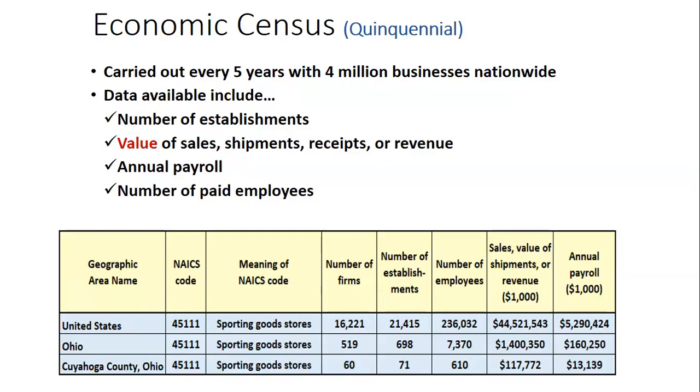On the bottom of the slide, I have some data that I pulled from the economic census just to show you what's available. It's data for sporting goods stores in the United States, Ohio, and Cuyahoga County. If you look, for example, you can see that there's 698 sporting goods stores in Ohio. They have 7,370 employees. They have just over $1.4 billion in sales and revenue, and they have 160 million in annual payroll.